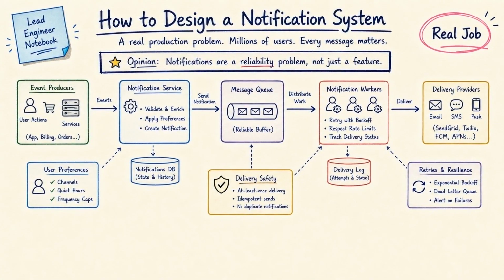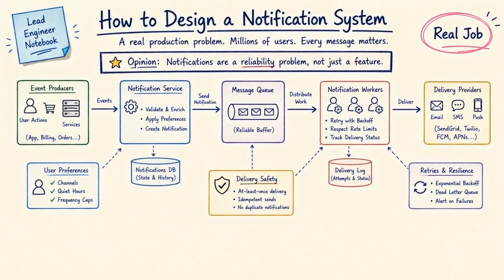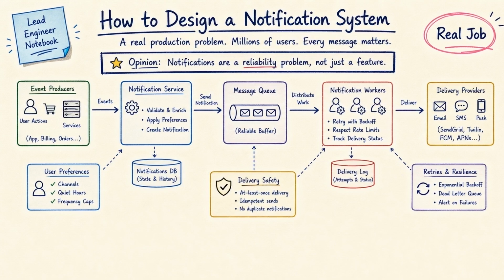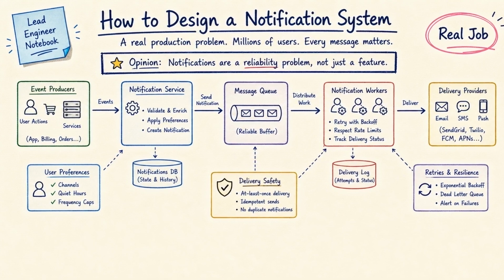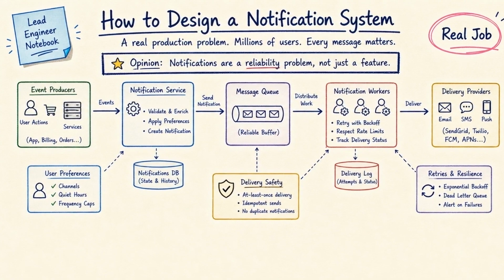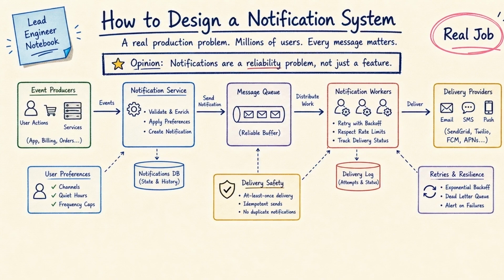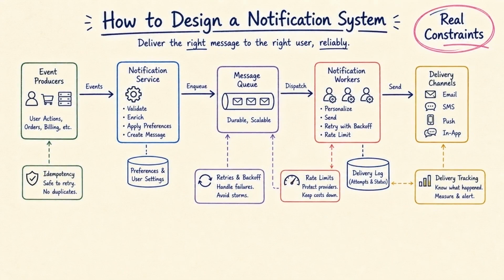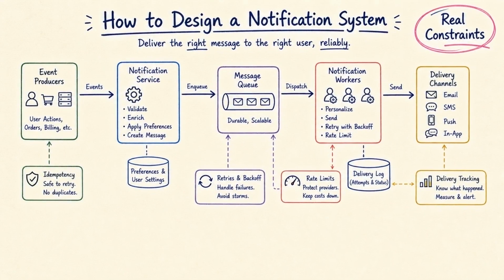Notifications look simple until delivery, retries, preferences, and scale enter the room. When I think about a notification system, I start with the real job: product events such as order updates, security alerts, password resets, and marketing or lifecycle messages. Before we pick components, be clear about the workload.